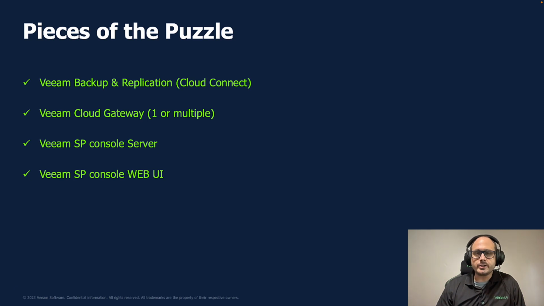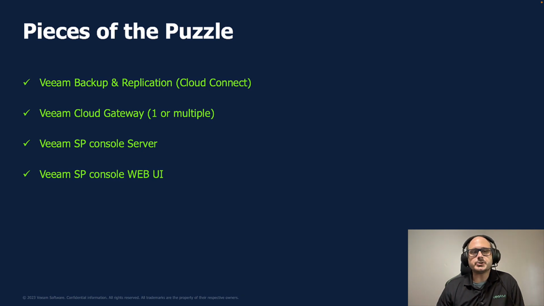The first component is your Cloud Connect server, and as we learned from the previous video, Cloud Connect is simply a license installed on a backup and replication server that unlocks certain MSP functionality. With that functionality is the ability to deploy a Veeam Cloud Gateway, one or multiple, which is the tunnel or connectivity between the service provider and the customer.